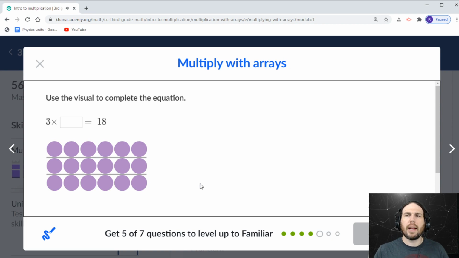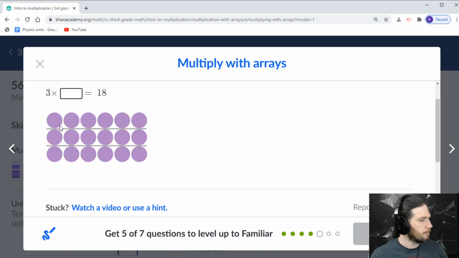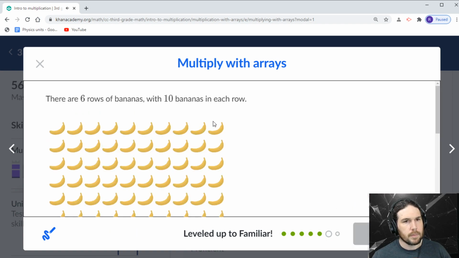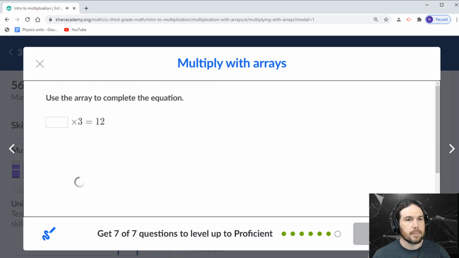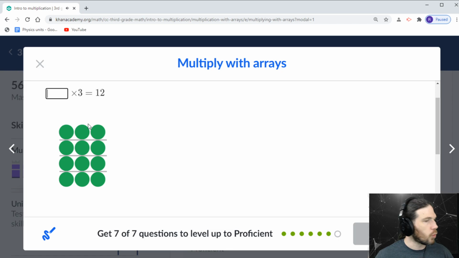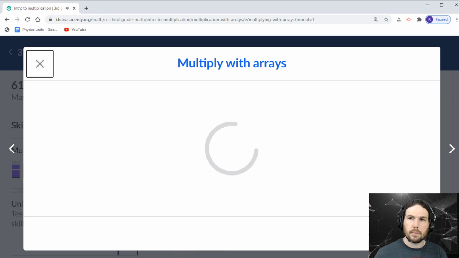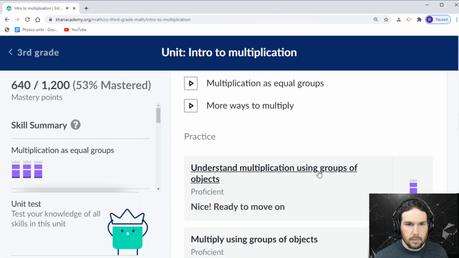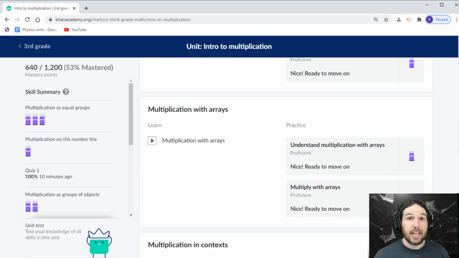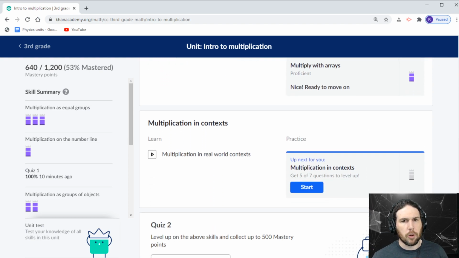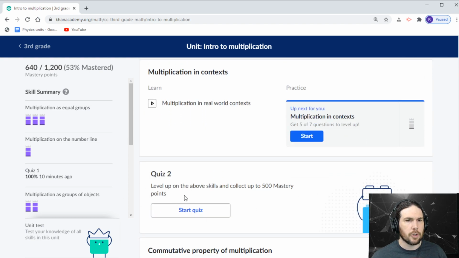So now Khan Academy is putting into words the thing that I've been putting into words from the beginning, but that Khan Academy has only been hinting at up to this point. 3 times 6 is 18. If there are 6 rows of bananas with 10 in each row, that's 60 bananas. And then 4 times 3 is 12. All right. So that is multiplication with arrays. And we're going to move on to multiplication in context, and then we'll do quiz 2.